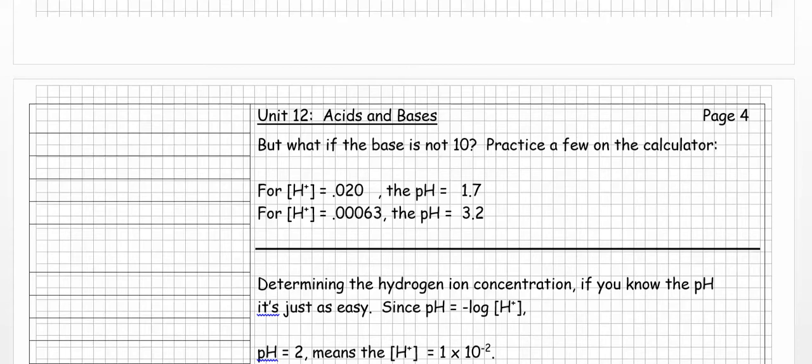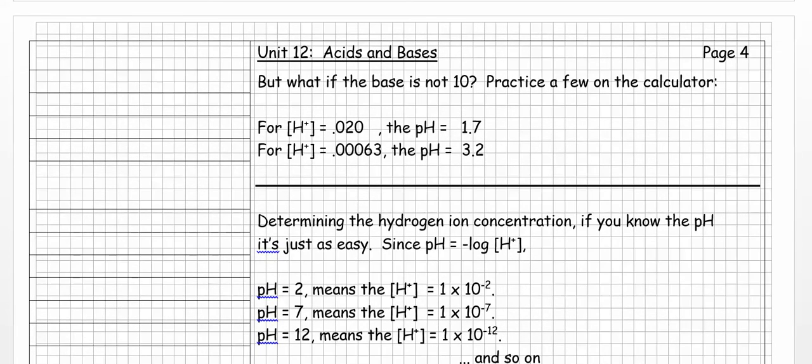Well, what if the base is something other than 10? What if, for example, we have a hydrogen ion concentration of 0.020? So it's not 1 times 10 to the negative something, but it's 0.020. Well, for this, you're going to need a calculator. So let's do this. We're going to write the equation. pH is equal to minus the log of the hydrogen ion concentration. And the hydrogen ion concentration this time is 0.020, just like that.